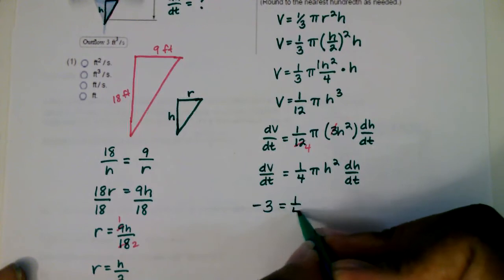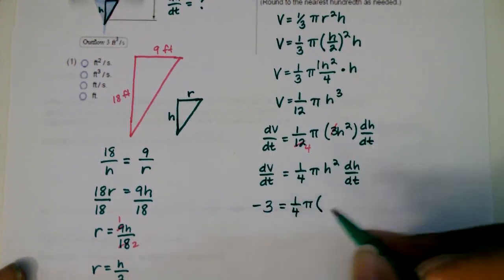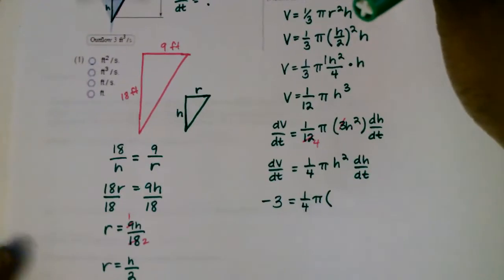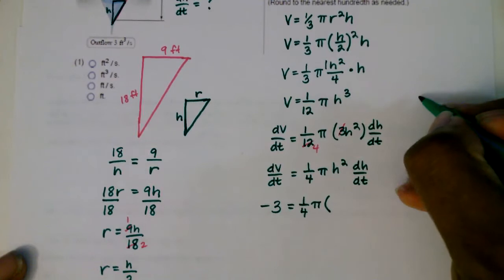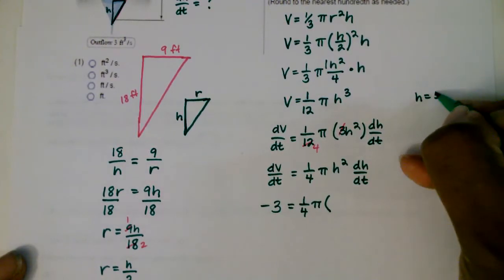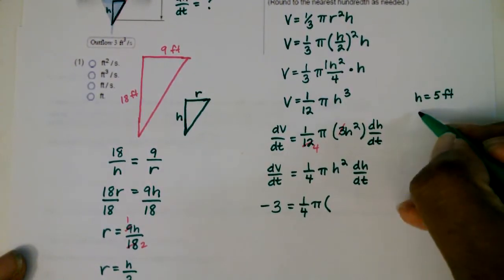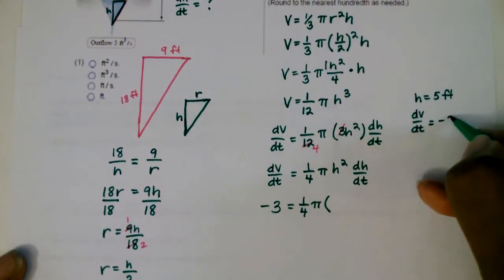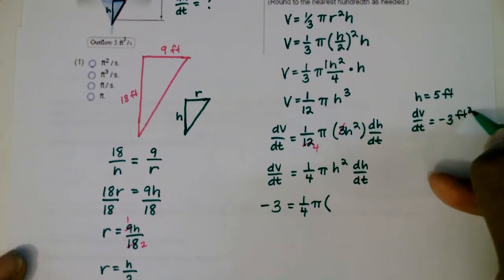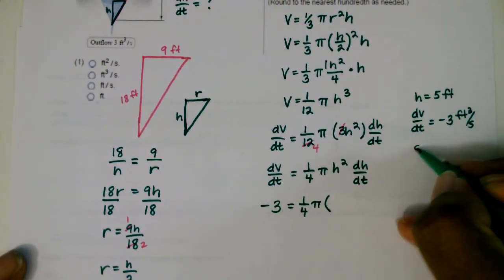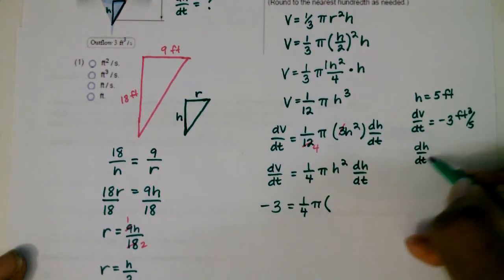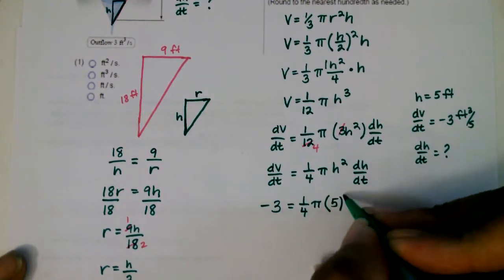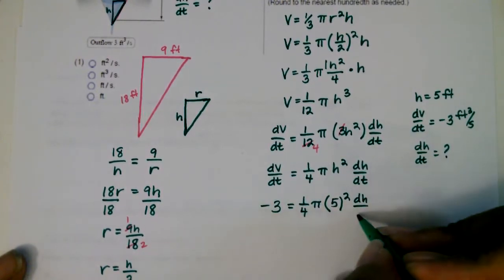That's equal to 1/4 pi times the h, which was 5 feet. If you want me to, I'll write this out off to the side: h is 5 feet, dV/dt was -3 cubic feet per second, and dh/dt is what we're trying to find. And that h was 5 feet, so it'll be 5 squared, and then dh/dt is what we're trying to find.